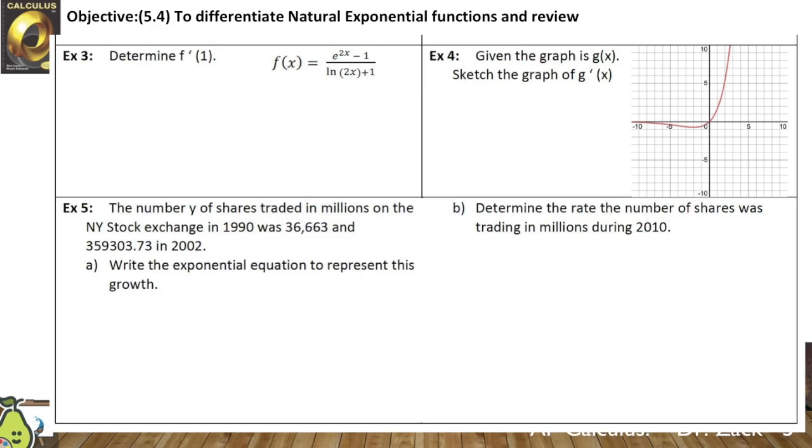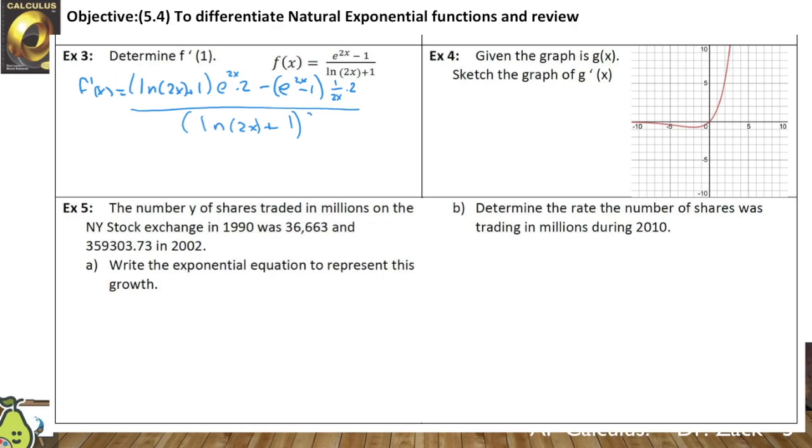We will have f prime of x is equal to, now we have the bottom times the derivative of the top. And the derivative of the top is e to the 2x times 2. Don't forget the chain rule. Minus the top times the derivative of the bottom. Now the derivative of the bottom, see where that 1 is? That is outside of the argument. So the derivative of the log of 2x is 1 over 2x times 2. And the derivative of 1 is 0. And this is all over the bottom expression, and it's going to be squared.